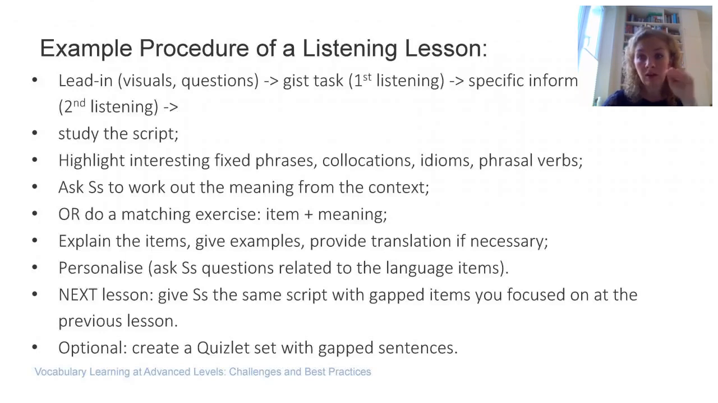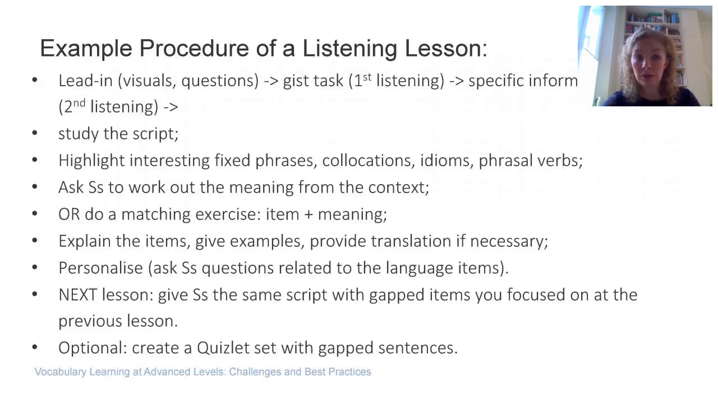Usually it can be some exact questions to answer with options or without options. So they need to listen to it more attentively. And this is going to be usually the second listening. And then you wrap it up with some discussion, and this is your typical listening lesson. But what can you do after that?